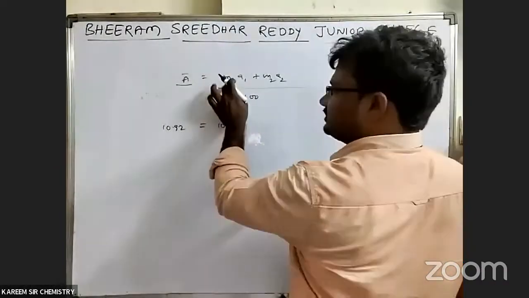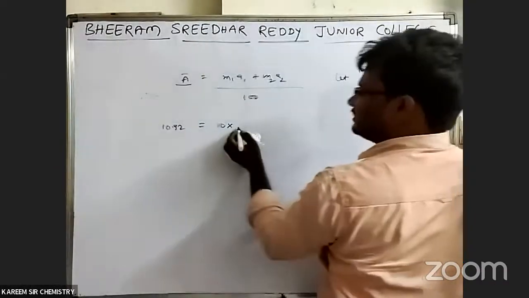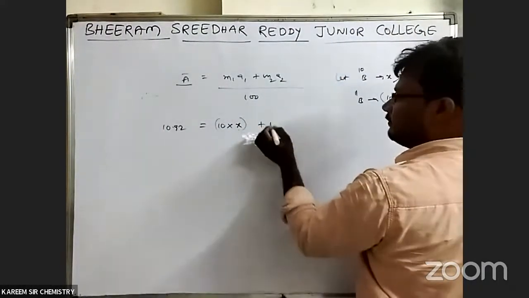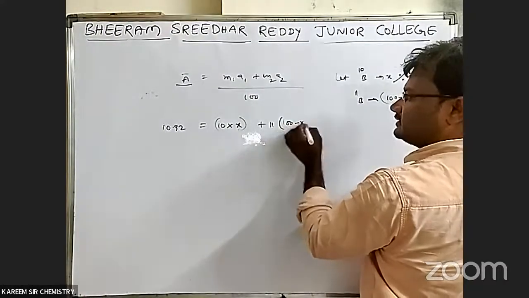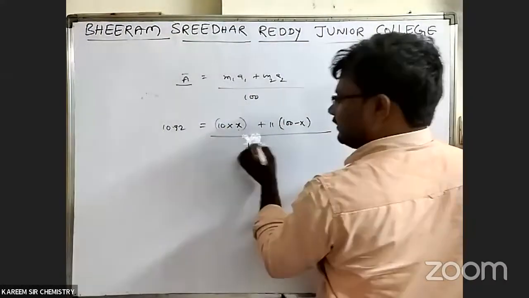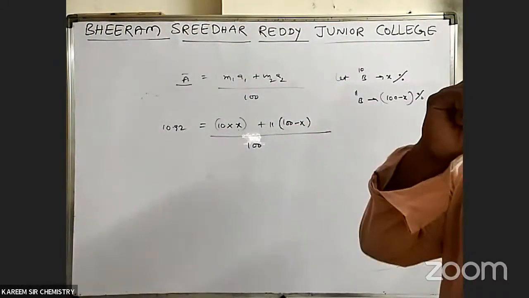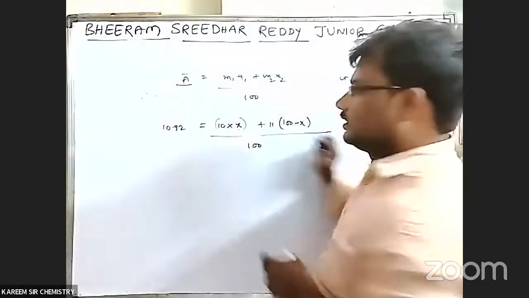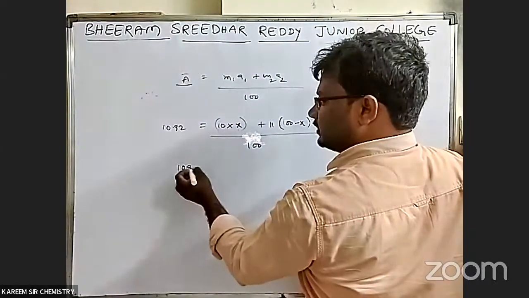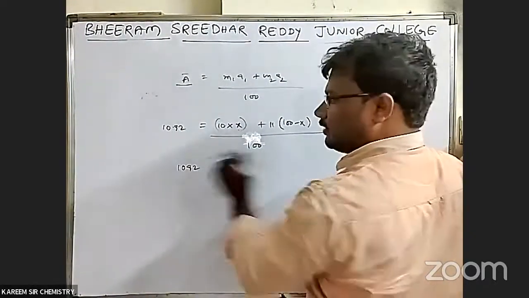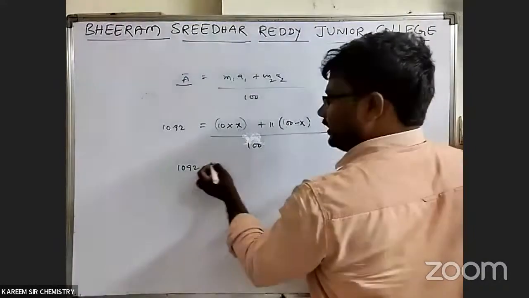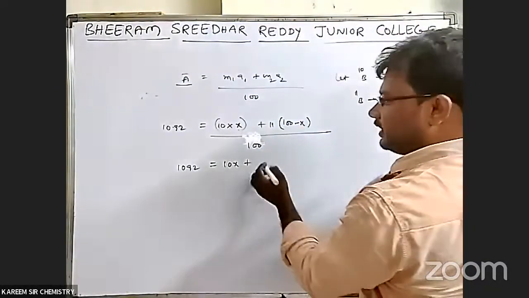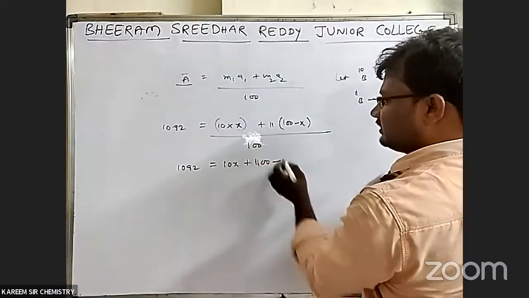So 10 is the mass number, so 10 times X, plus M2, that is 11, times (100 minus X), divided by 100. Then cross multiply: 10.92 into 100 means 1092 equals 10X plus 11 into 100, that is 1100 minus 11X.